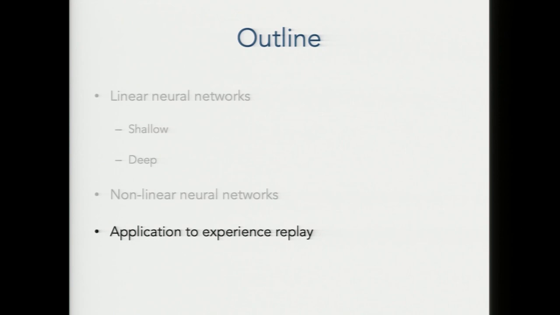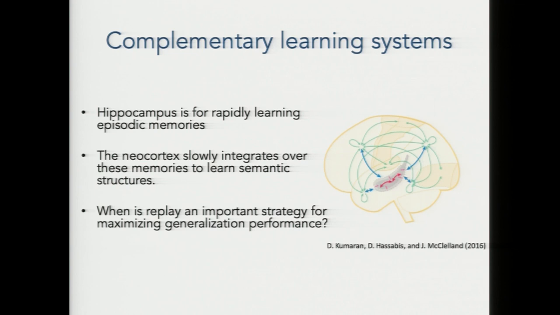And finally, everything I've told you about so far has been applications to machine learning, certainly, hopefully, relevant to it. What I'd like to talk about now is an application to some phenomena in neuroscience. And this is the notion of experience replay. So there's this interesting theory called the complementary learning systems theory. And it's about the interaction and integration of memories in your brain.